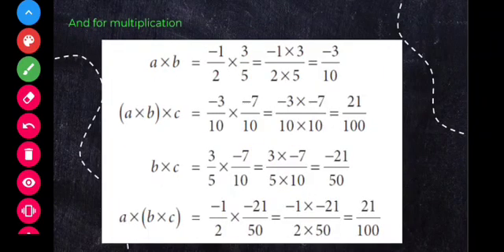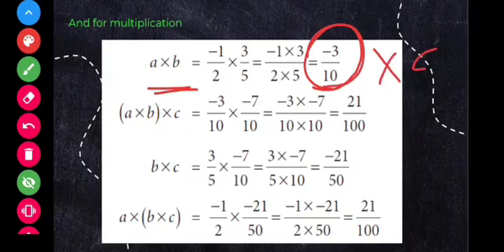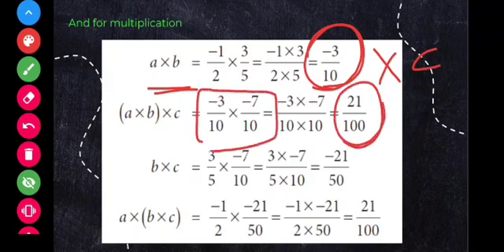We'll see for multiplication. Okay, so in the first time you are multiplying a and b, you are getting a value minus 3 by 10. Then you are multiplying this whole value into c. So minus 3 by 10 into 7 by 10 will give us 21 by 100. Okay, so this is our left hand side value.